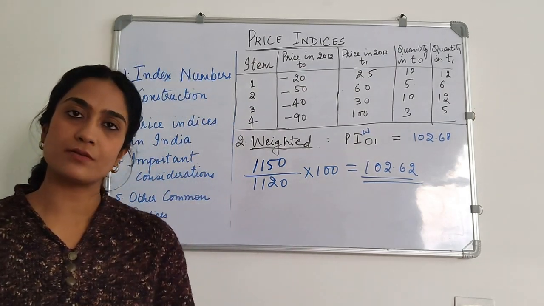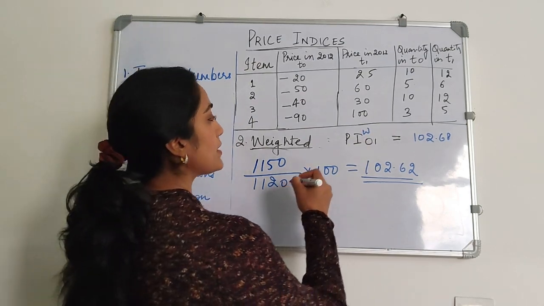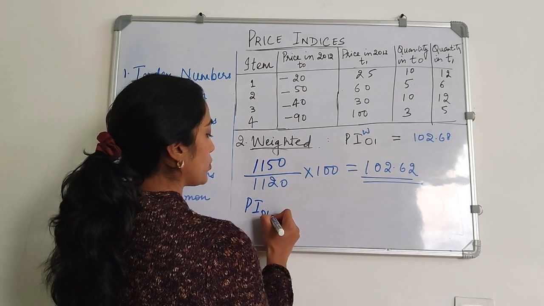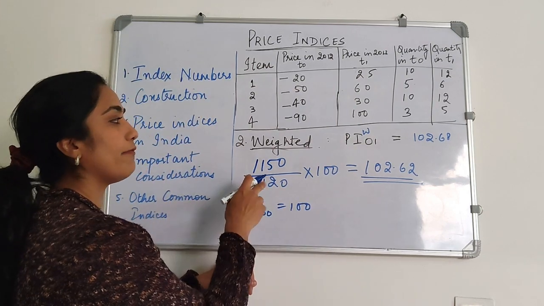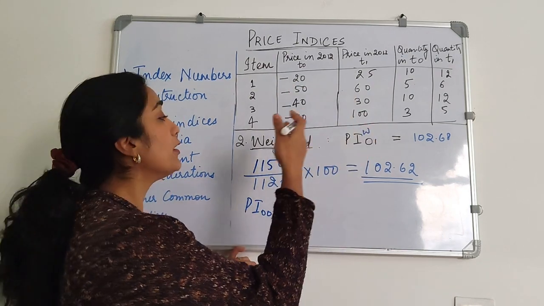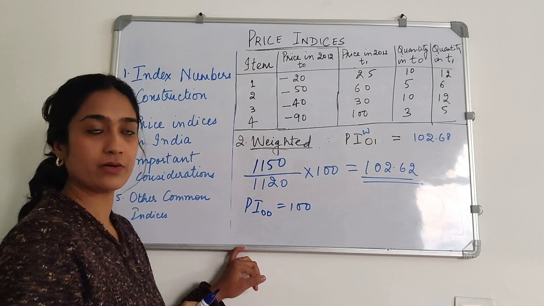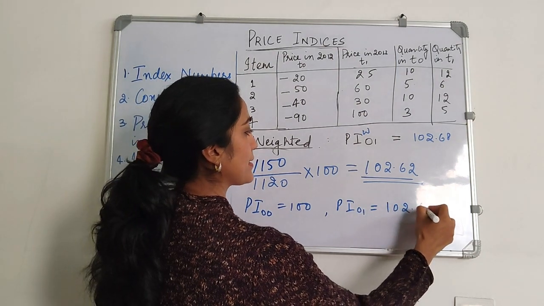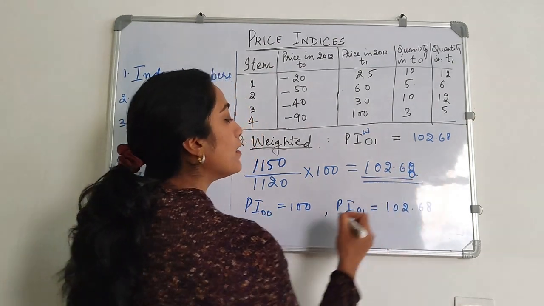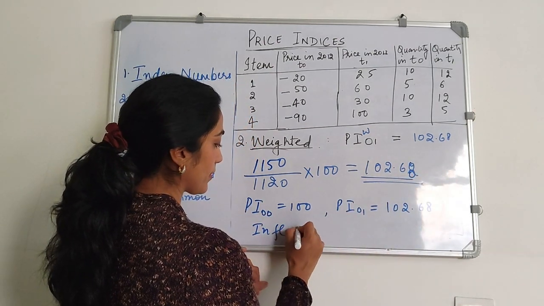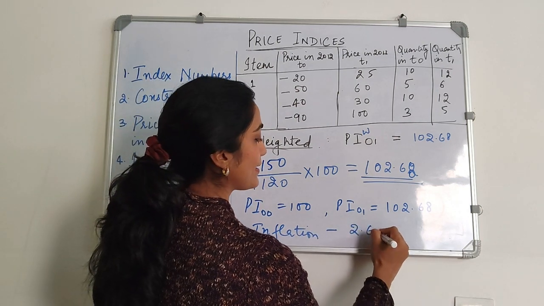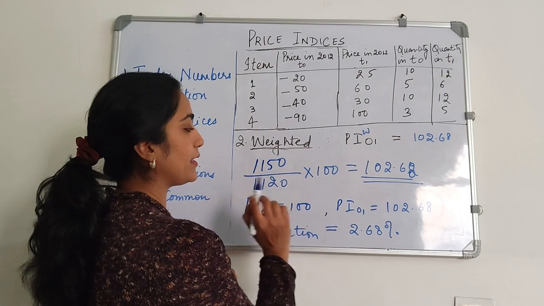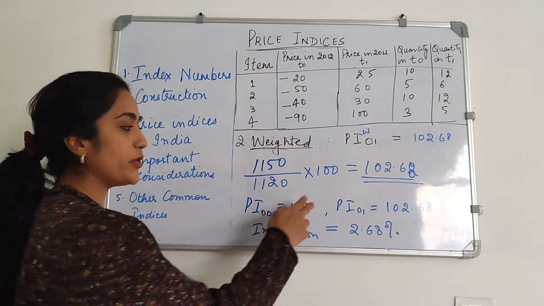So now let us interpret this. What we have done over here is that, of course, we have weighed each of them by the quantity that they had. We know that the price index in 2012 is 100. It doesn't matter whether you weigh by anything or not, you will always have the numerator and the denominator same in the base year. So this is equal to 100 and the price index here is 102.68. So now the rate of inflation is 2.68%. You just subtract 100 from 102.68, divide by 100, multiply by 100, you get 2.68%.